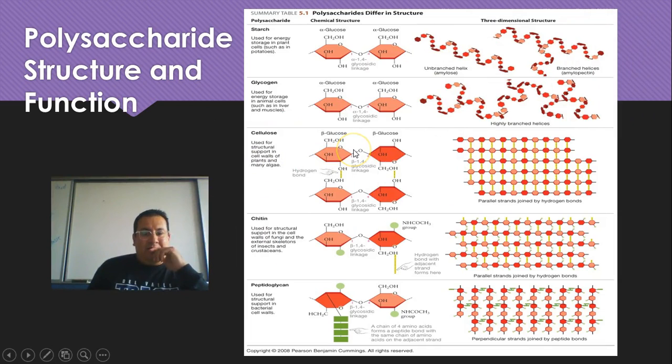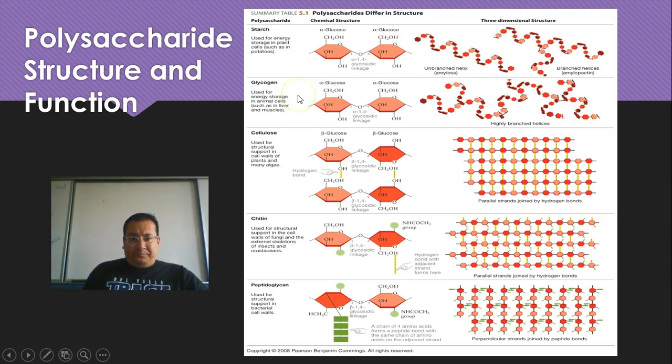Right here we have a little illustration that you see in your book, and this is a perfect one because it's going to let you know what each polysaccharide does and how it's different from all the others, and the way it's set up in function and in bonds. So starch is used for energy and is stored in plants such as potatoes. You have an alpha 1,4 glycosidic bond, and they form these helixes, and they can even branch out. So that's starch. Starch is found in potatoes.